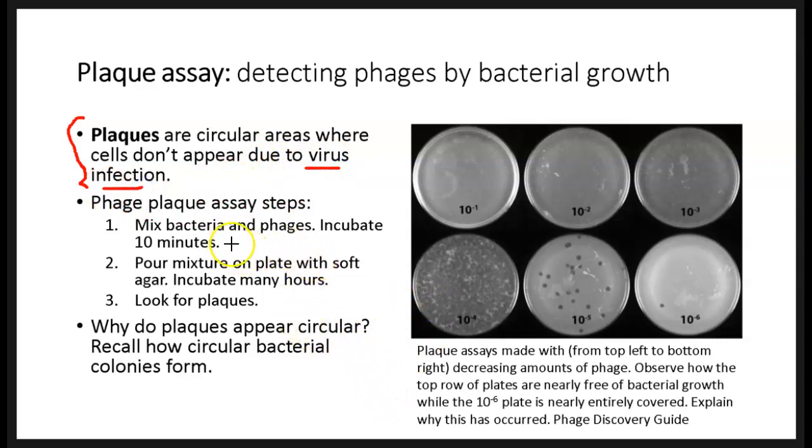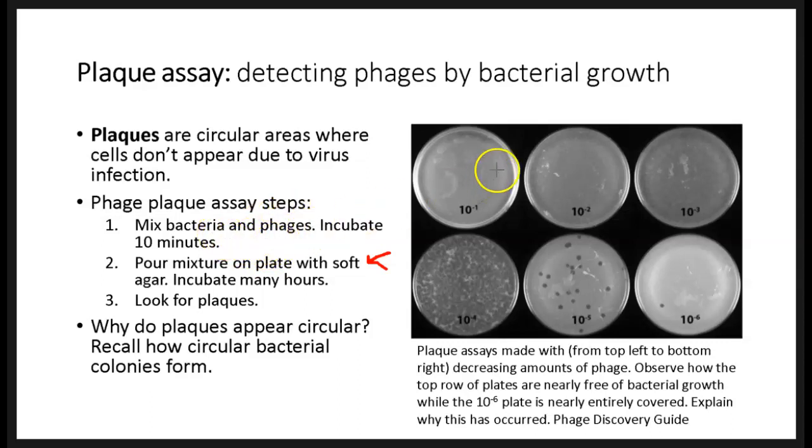So to do the plaque assay in class, we're going to mix bacteria and phages. Right? We're going to mix them in a little tube on our desks and incubate them for 10 minutes. And this is going to let the phages attach to and infect the bacteria. We're then going to pour the mixture of bacteria and phages onto a plate with a mixture that we call soft agar. Right? So this is a liquidy agar that will solidify when we pour it on the plate. We're going to pour that mixture of bacteria and phages on the plate and then incubate it for many hours.